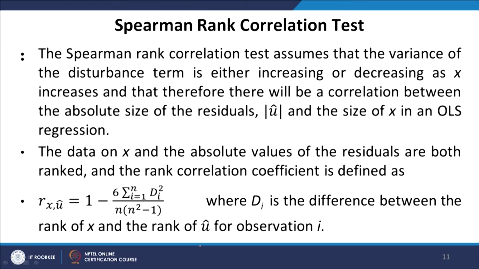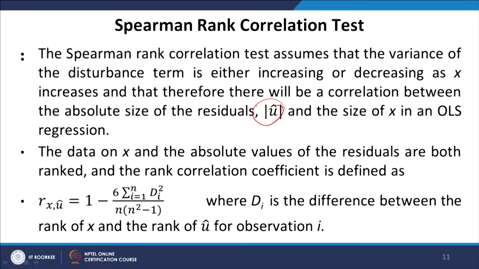So, we begin with the Spearman rank correlation test. The Spearman rank correlation test assumes that the variance of the disturbance term is either increasing or decreasing as x increases. So, there is a clear cut pattern, either increasing or decreasing, between x and the residuals, and therefore there will be a correlation between the absolute size of the residuals, that is the absolute value or mod value of u hat, and the size of x in an OLS regression.